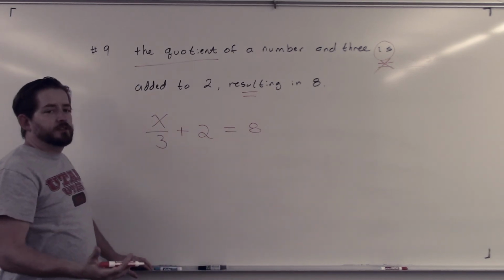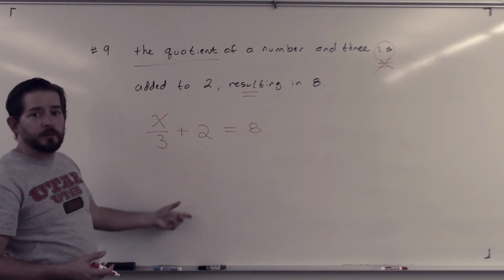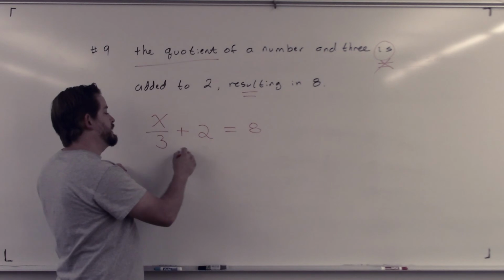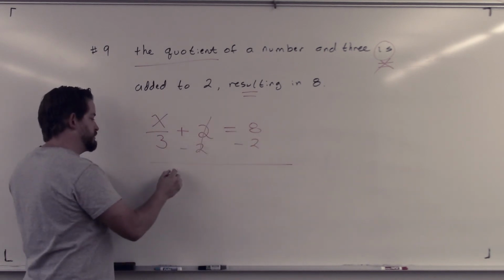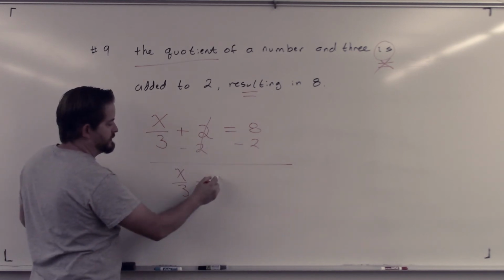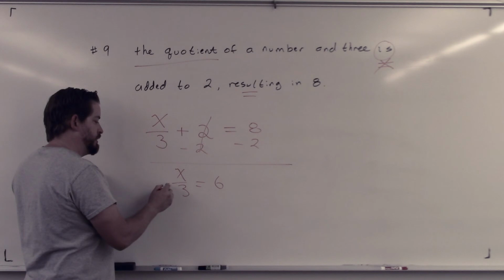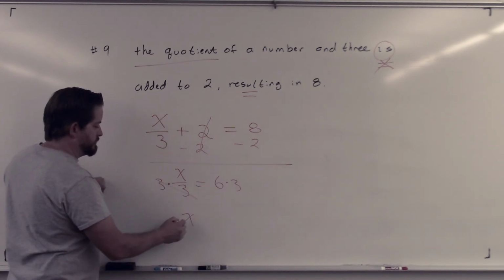And so a lot of us would say, all right, the first step is to eliminate your fractions. I say don't worry about that here because it's easy just to subtract 2. You get that x over 3 on the left-hand side equals 6. But if I just multiply now by 3, I am done. And x equals 18.